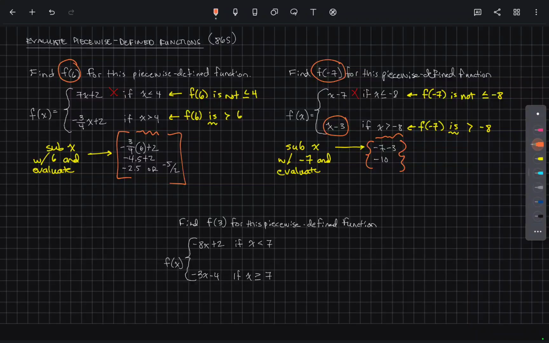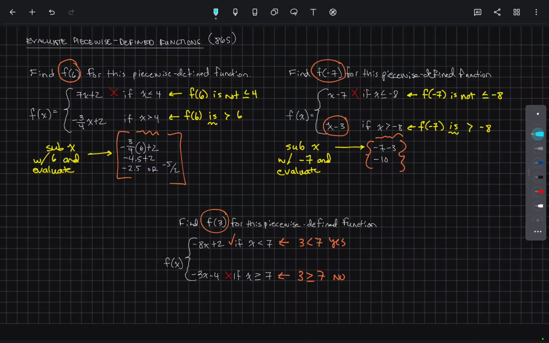Here's an example we can go through together. So the function of 3. Okay, so what we need to do is check the parameters. Is it going to work? So if x is less than 7, so 3, is 3 less than 7? Yes. Cool, this one's good to go. We can use that. Now let's check the second one. If we substitute 3 in, is 3 greater than or equal to 7? No. So that means this one's a no-go.